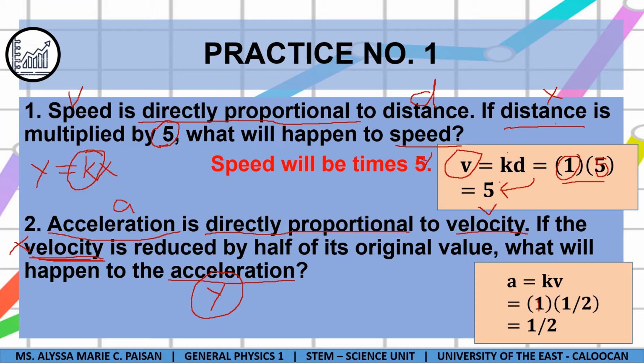And then it says here the velocity is reduced by half of its original value. So the equivalent of that is 1/2. You're going to multiply it by 1/2. Okay, so 1 times 1/2 of course is 1/2. That's why our answer here will be the acceleration will be halved, or in other words, the acceleration will be reduced to half of its original value. Your keyword here will be the word half.